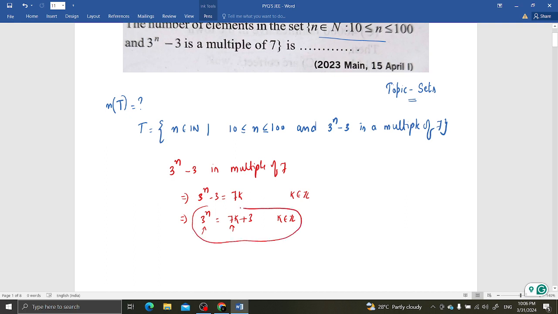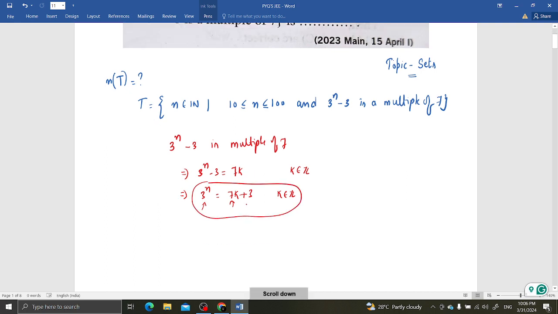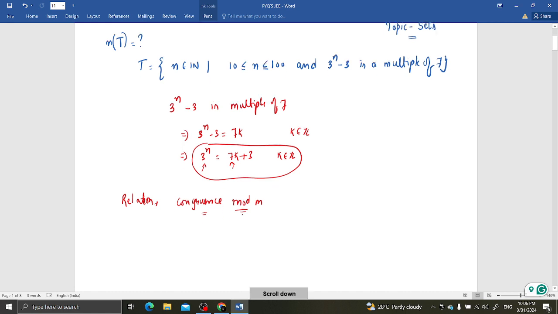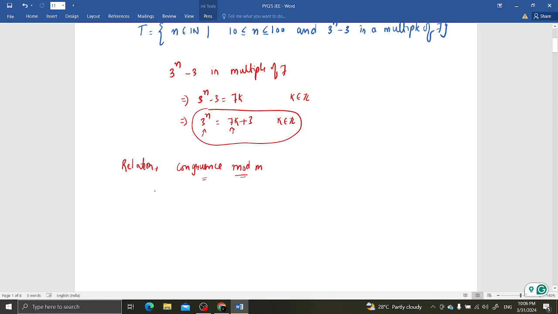Actually this complete expression relates to one important relation: congruence modulo m. So I'll first discuss congruence modulo relation in depth, then I will discuss this question completely by using this congruence modulo relation. So how can we use it, and what is that?